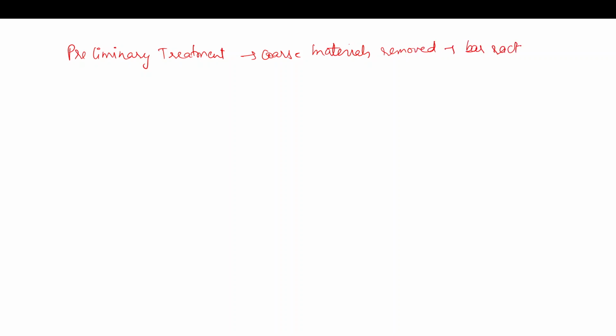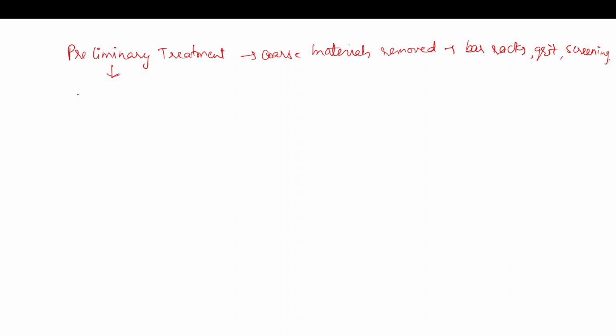Okay, so the first step in any wastewater treatment involves preliminary treatment, where coarse suspended particles and coarse materials are removed through bar racks, grates, or usually screening, okay? Because these can hinder the equipment and damage the equipment parts.